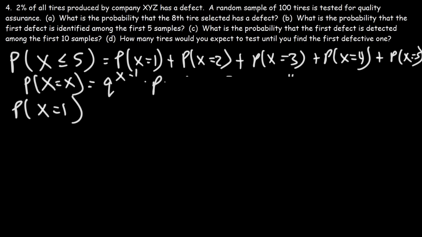So now that we have this formula, we can use it to calculate the answer in part C. What is the probability that the first defect is detected among the first 10 samples? So this is going to be P of X less than or equal to 10. Using this formula again, it's going to be 1 minus 0.98 raised to the 10th power. And so the answer is going to be 0.182927. So that's approximately an 18.3% chance that the first defect will be detected among the first 10 samples.